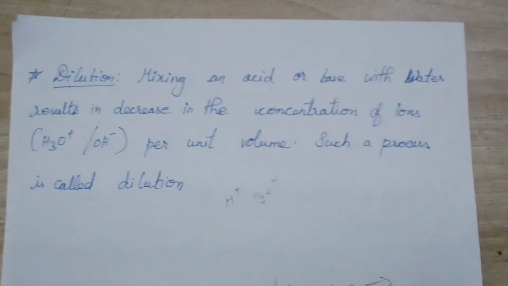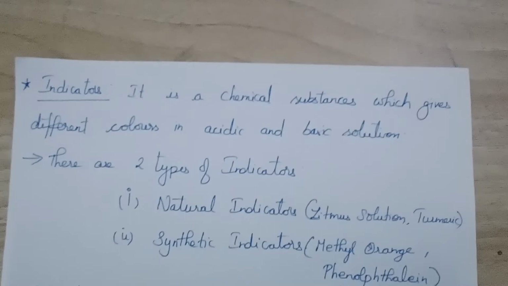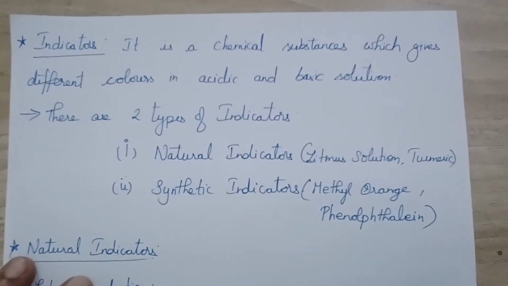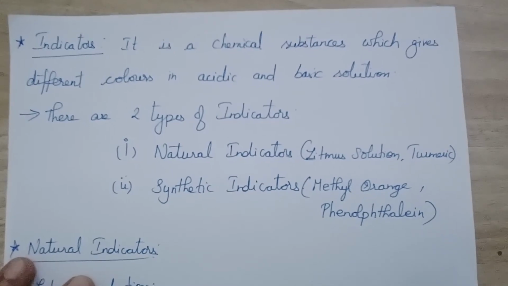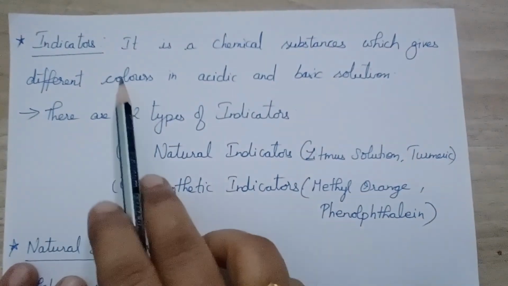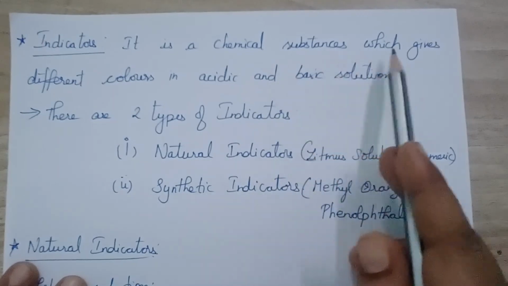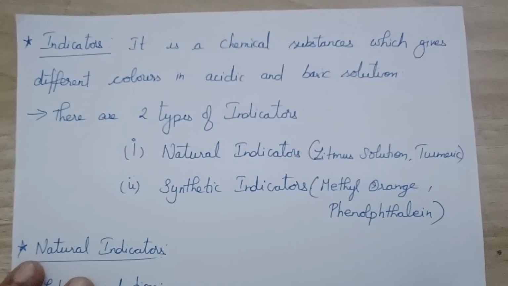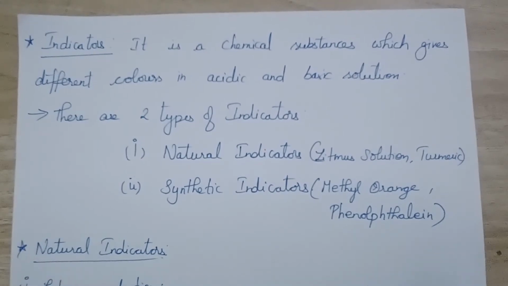Then we'll move on to indicators. So what are indicators? They show whether a substance is an acid or a base. How do they indicate it? By changing color, they show us whether it is an acid or a base. An indicator is a chemical substance which gives different colors in acidic and basic solutions. The change of color indicates whether it is acidic or basic.